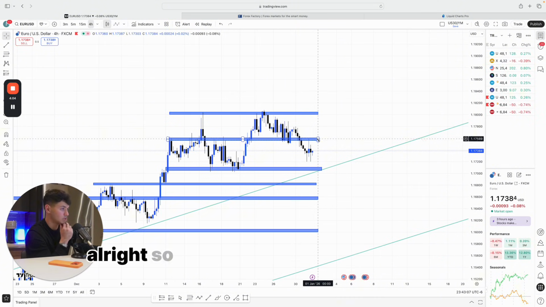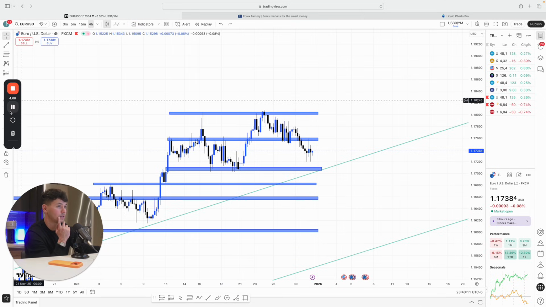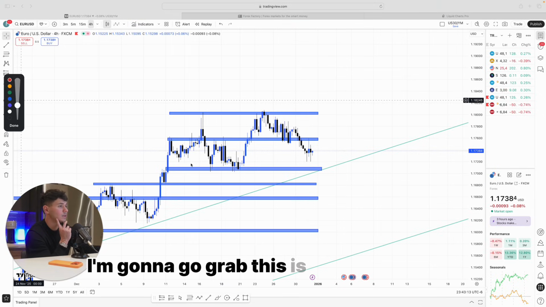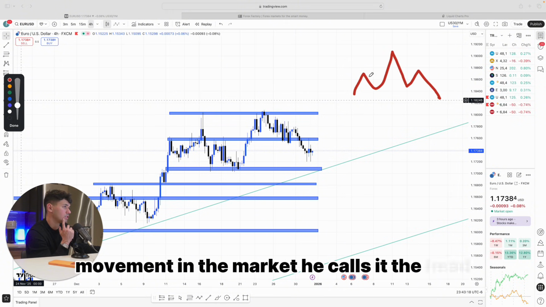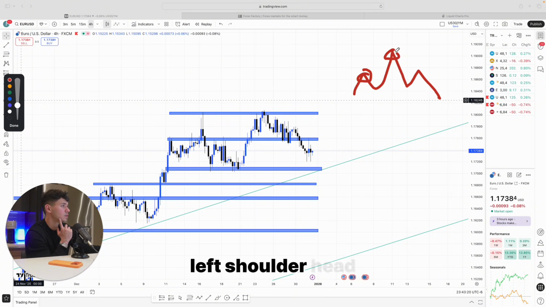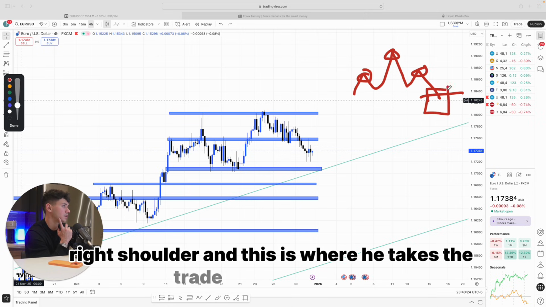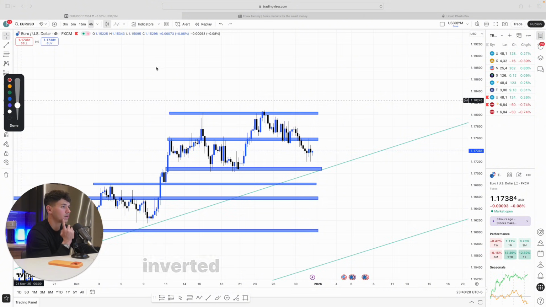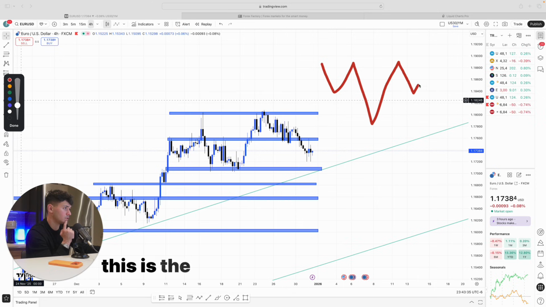He usually trades the head and shoulders, which is basically, I'm gonna go grab this, this movement in the market. He calls it the left shoulder, head, right shoulder, and this is where he takes the trade to the downside. And the inverted head and shoulders, he basically uses this one. This is the inverted head and shoulders.